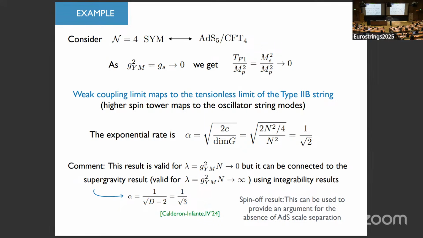And there's a very nice connection between the two as you change the value of the 't Hooft coupling in such a way that the bounds I showed you at the beginning coming from the Swampland are satisfied. And in a spin-off, we can also use this to give some argument for ideal scale separation, but that would be a different topic, so ask me about this later if you're interested.